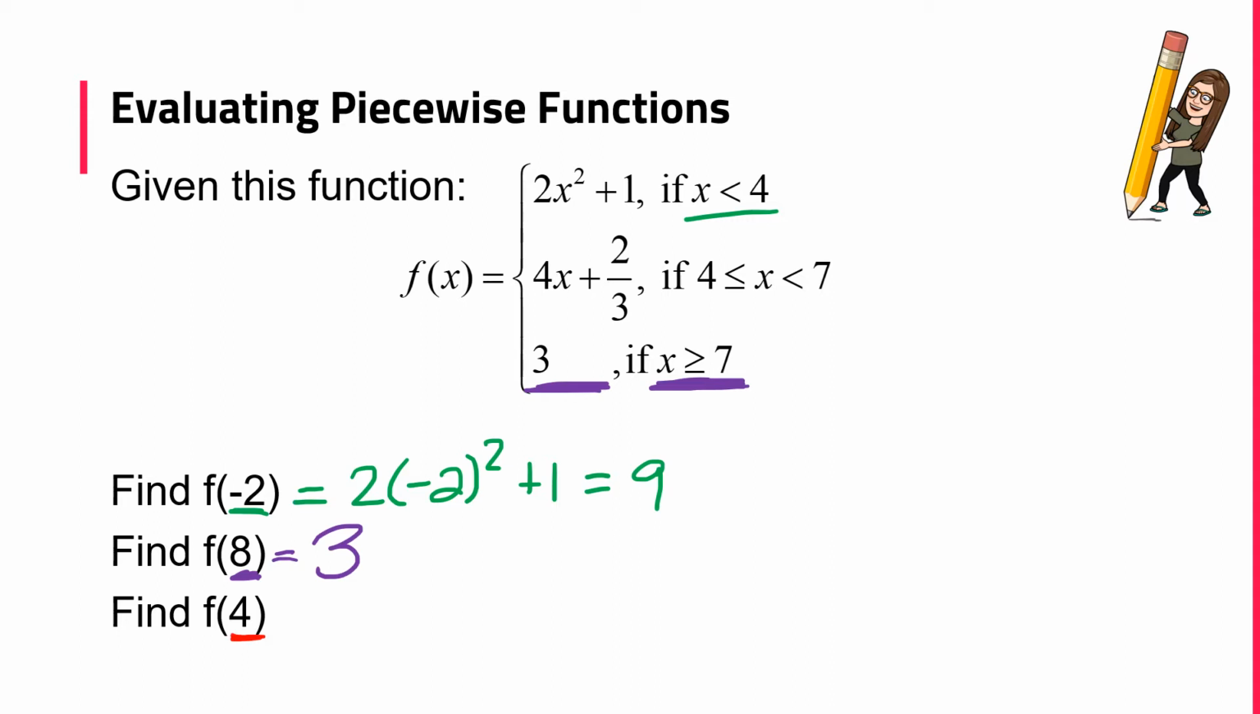Let's look at the last one, f of 4. All right, let's take a look. There's two 4s in my restrictions here, but I'm going to use this one because 4 is greater than or equal to 4. It has to be or equals to if it's the same number, right? So I'm going to plug in 4 into x in my second function. So I'm going to arrive at 16 2/3. Don't make it more complicated. Keep it basic with those fractions.